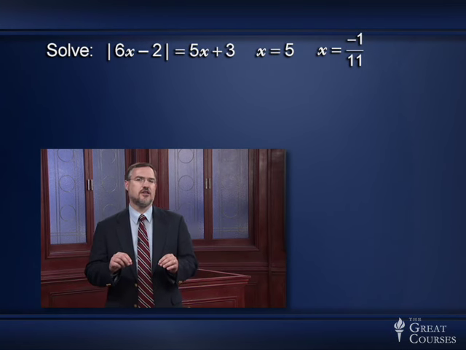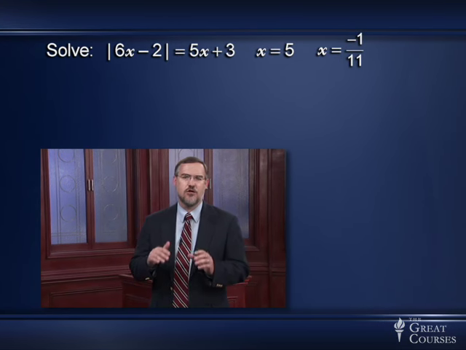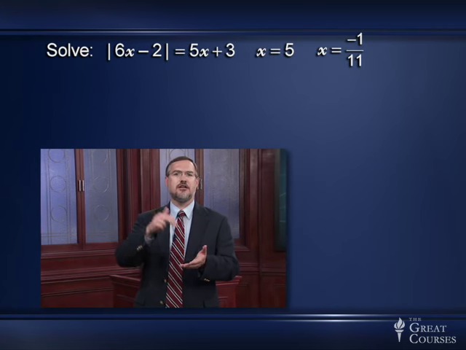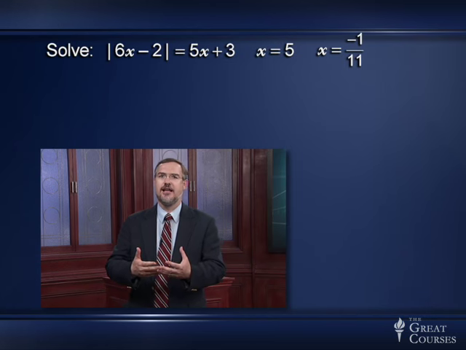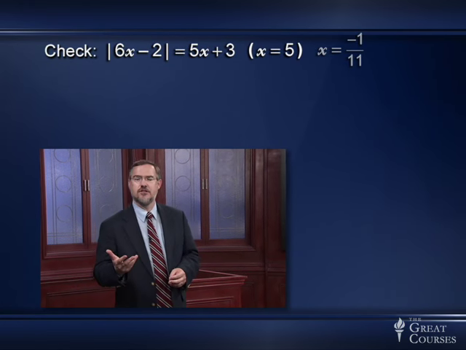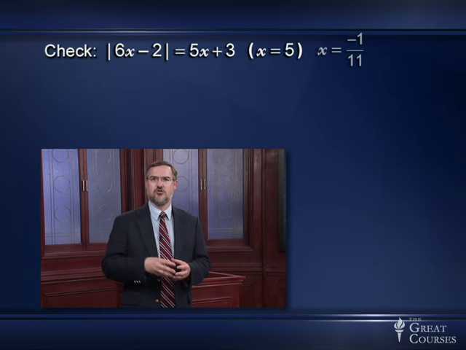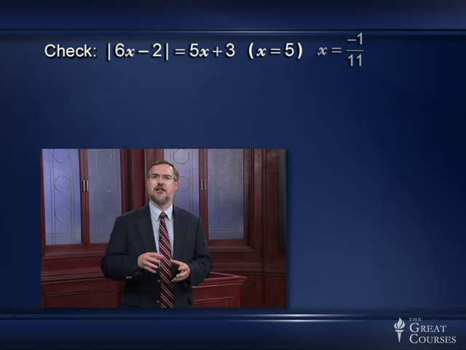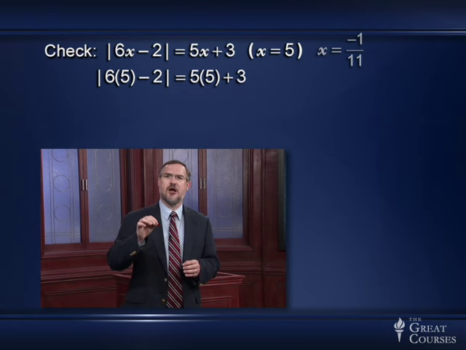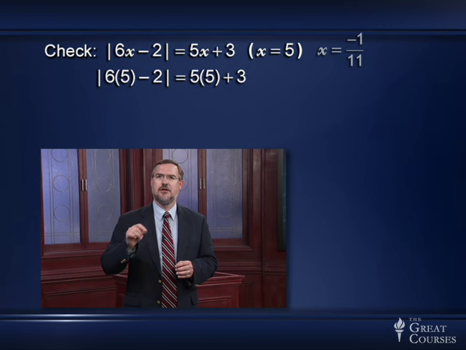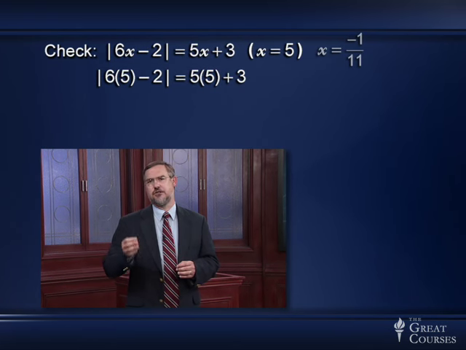The only way we can confirm or guarantee that they really are solutions is to plug them back into the original equation and see if they work. So let's do that now. Let's start with the first of the possible solutions, x equals 5, and plug it in. I'll have absolute value of 6 times 5 minus 2 equals 5 times 5 plus 3.